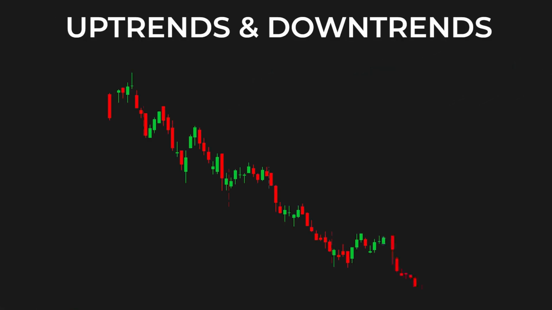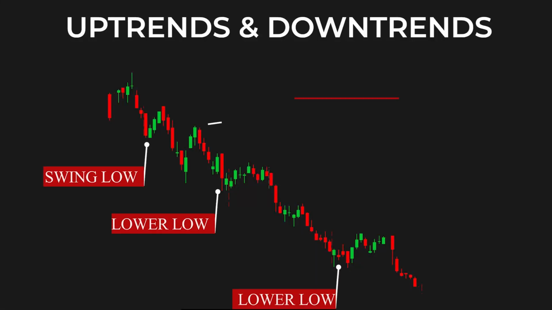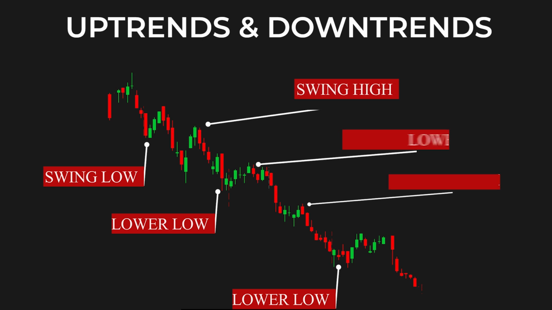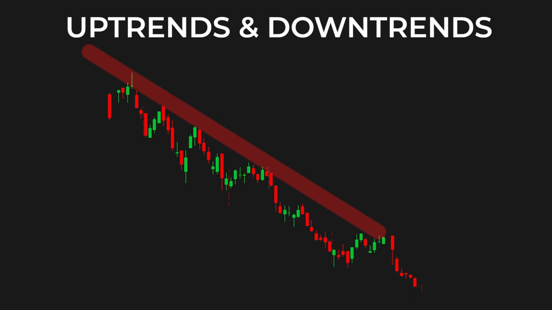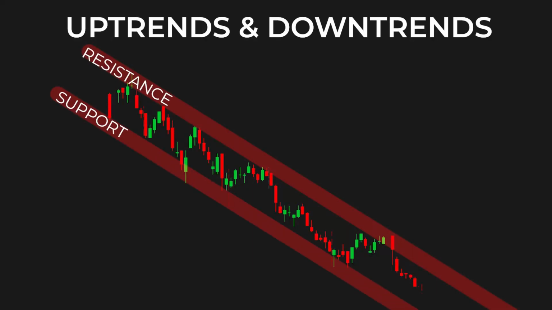Let's take a look at a downtrend. Downtrends are identified by having lower lows and lower highs. When you draw the trend lines, the downtrend becomes obvious. Notice the level of resistance where price action reverses to the downside.